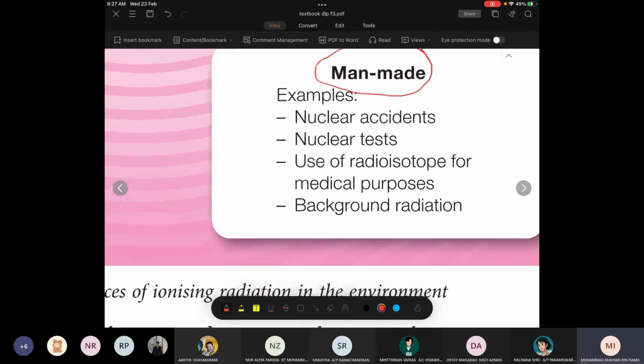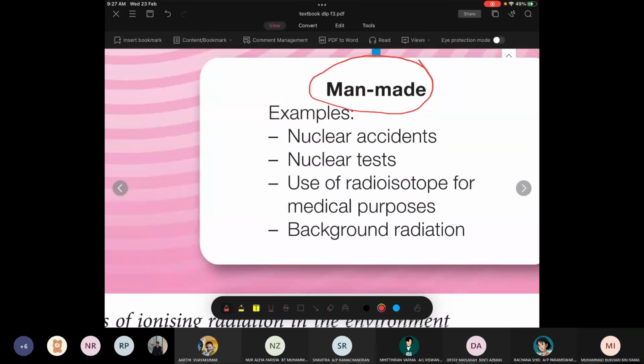Background radiation in this case is where people take radioactive sources from the ground and bring them somewhere else. Maybe bring them to the lab for test purposes, and then we have background radiation. So that's one example.